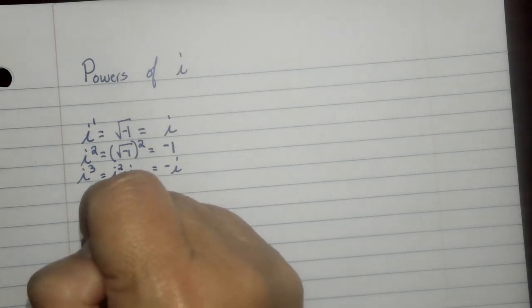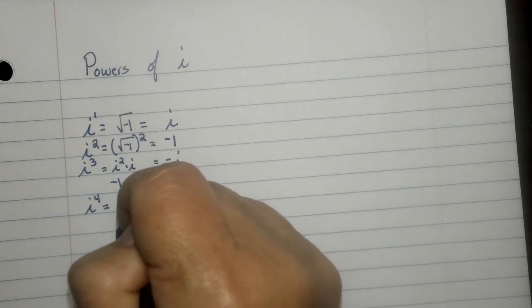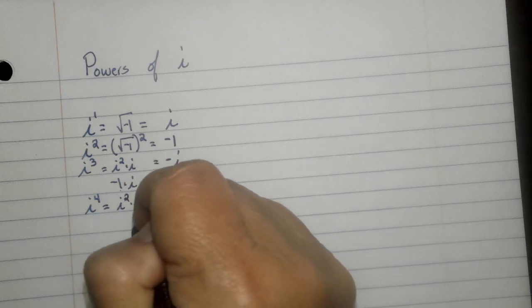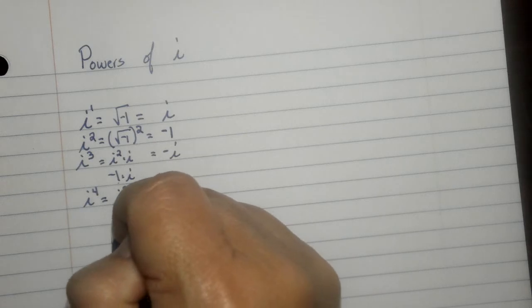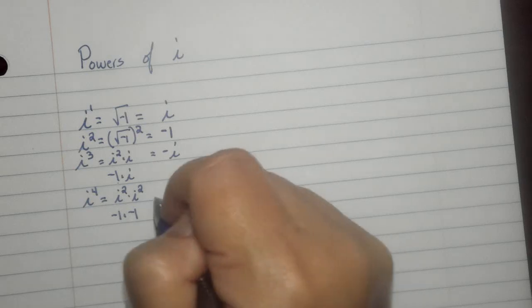Well, what if I had I to the 4th power? There's a couple ways I could think about that, but I think of it like I squared times I squared. That makes I to the 4th power. But I squared is -1. So what happens if you do -1 times -1? +1.